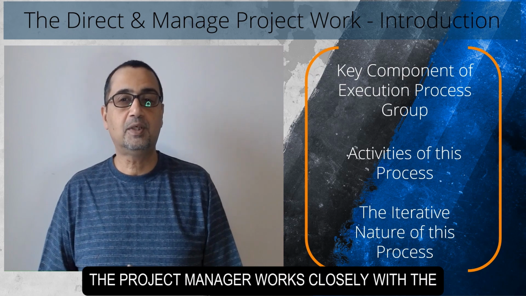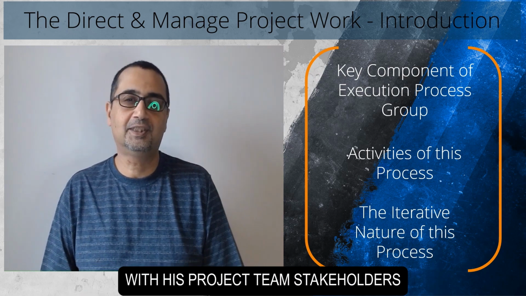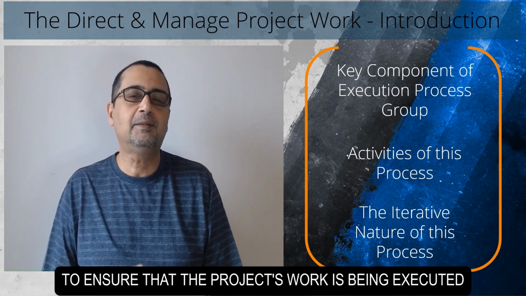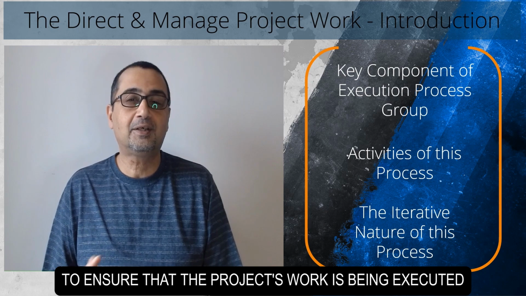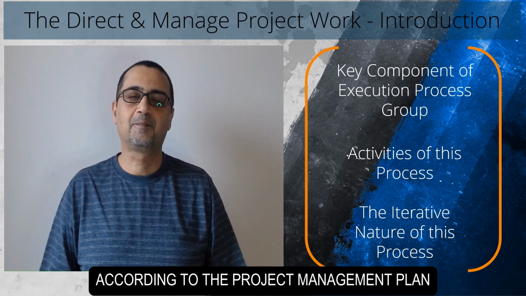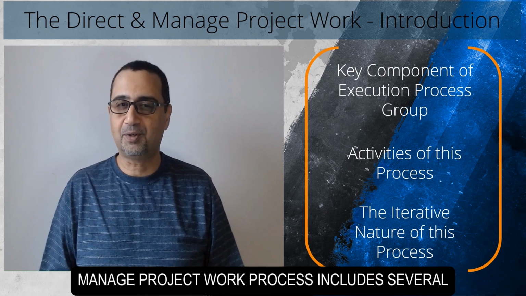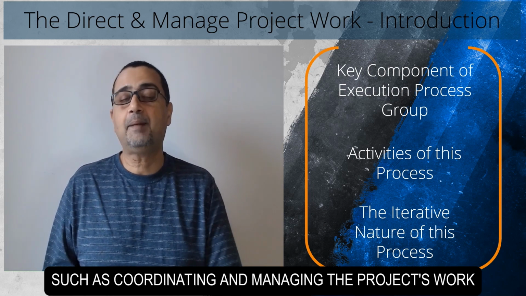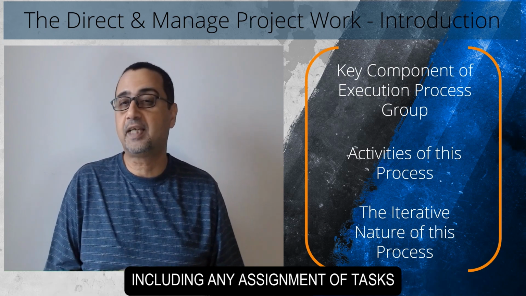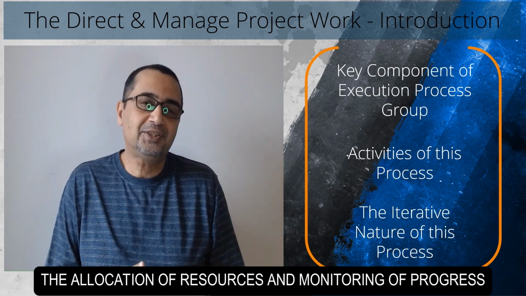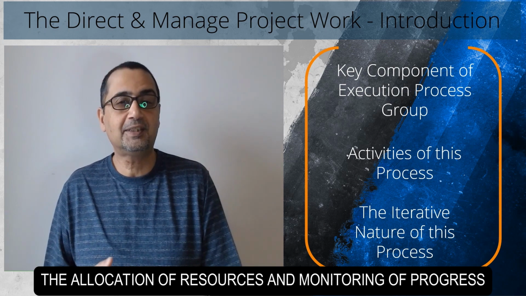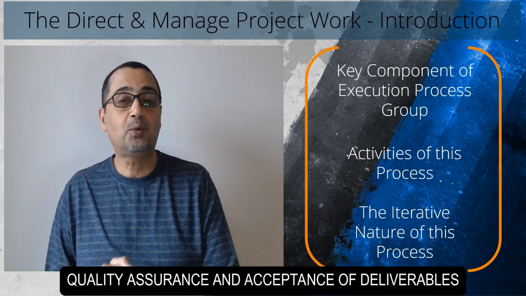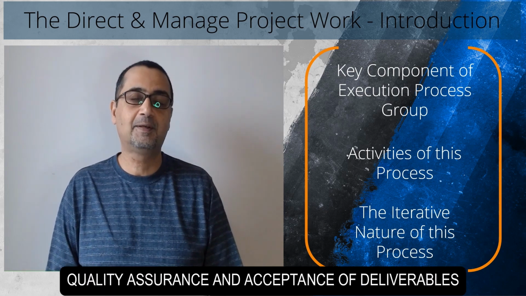The project manager works closely with the project team, stakeholders, and other key project participants to ensure that the project's work is being executed according to the project management plan. The direct and manage project work process includes several key activities, such as coordinating and managing the project's work, including the assignment of tasks, the allocation of resources, and monitoring of progress. Then managing the project's deliverables, including development, quality assurance, and acceptance of deliverables.